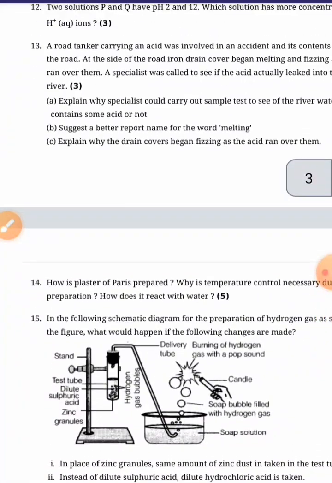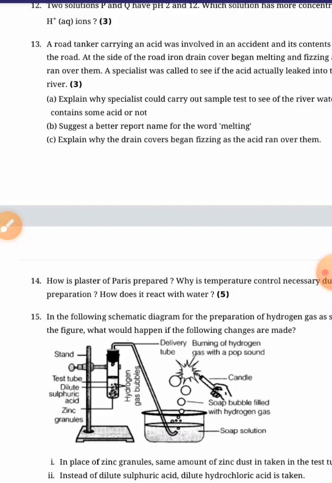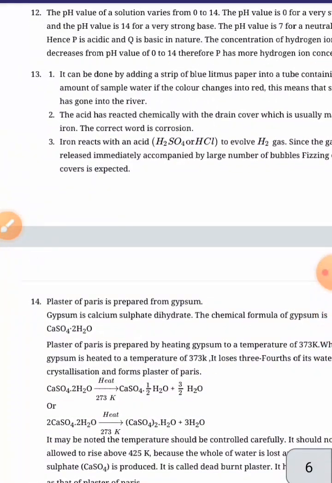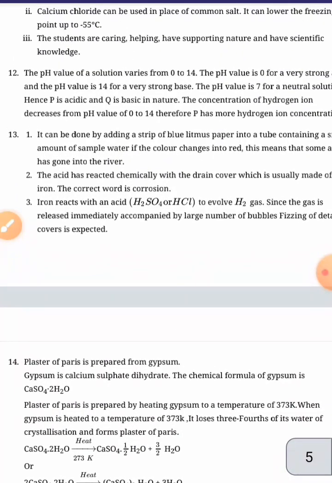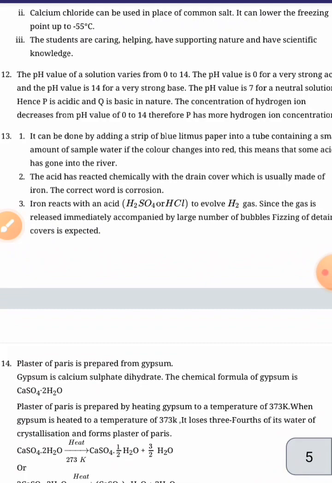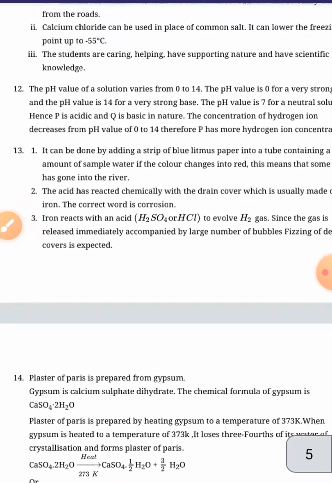Question number 13b. Suggest a better word for the word melting. The acid has reacted chemically with the drain cover, which is usually made of iron. The correct word is corrosion.